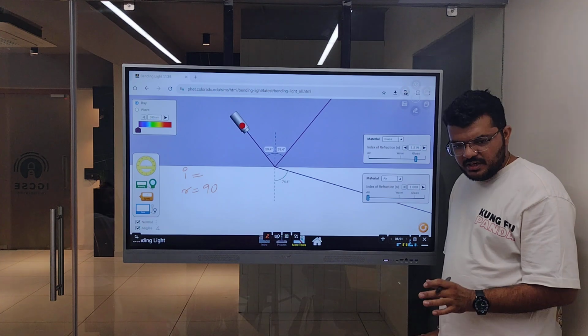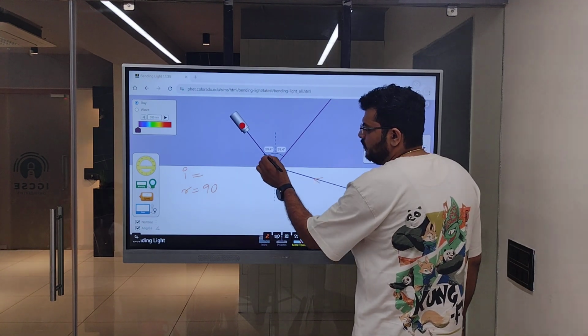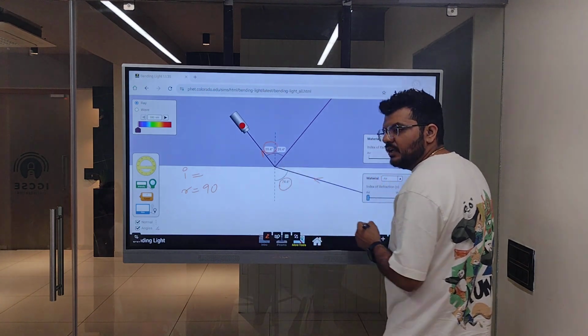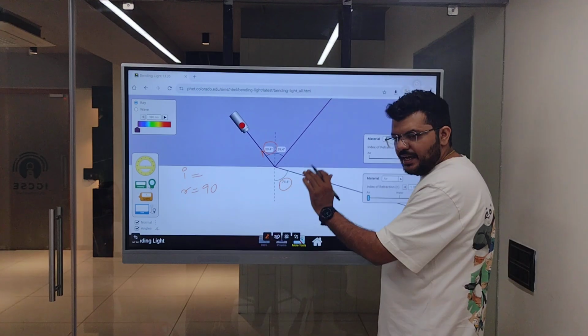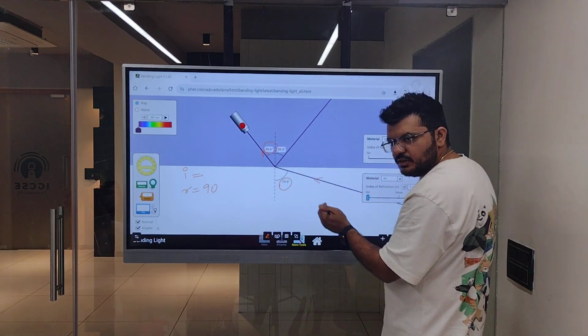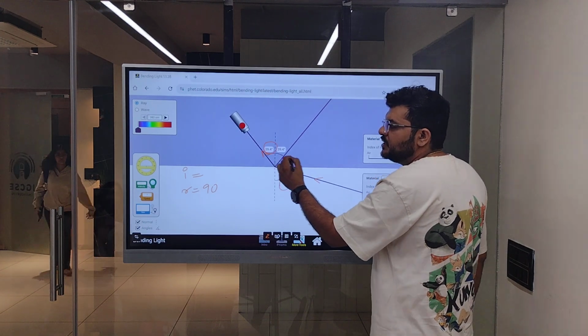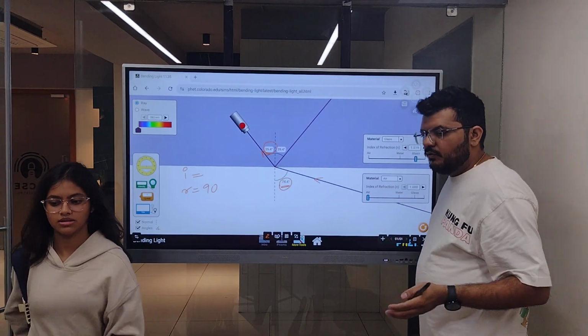Everybody agrees this does exist. Can we say that if the light was going from here to here, then at this angle of incidence, this will be the angle of refraction? Right now, light is going from denser to rarer. It has an angle of incidence of 39 and an angle of refraction of 74.4.